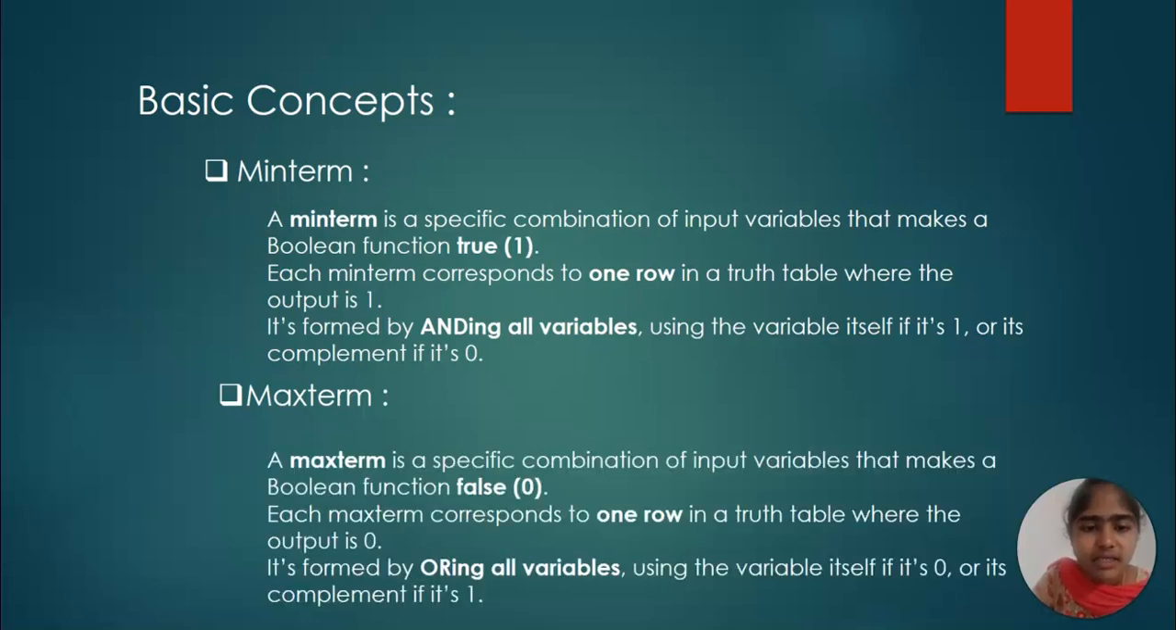Maxterms. A maxterm is a specific combination of input variables that makes a Boolean function false. Each maxterm corresponds to one row in a truth table where the output is 0. It is formed by ORing all variables, using the variable itself if it is 0 or its complement if it is 1.